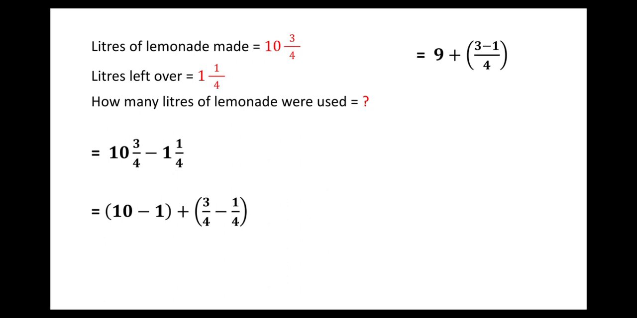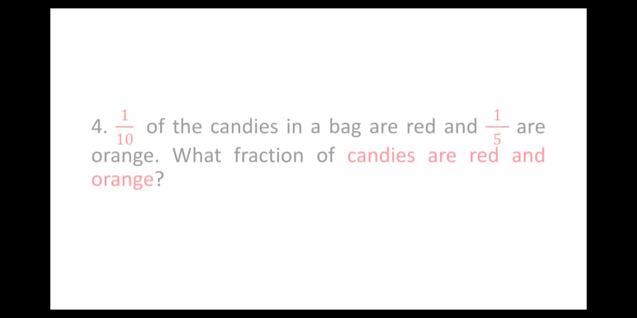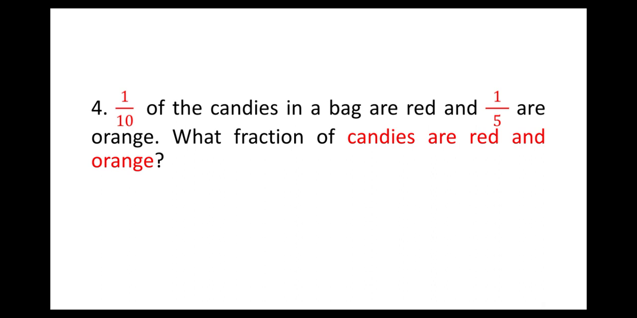3 minus 1, we get 2, so 2 by 4. 2 upon 4 can be reduced. Yes, it can be reduced with the table of 2. It can be divided by the table of 2: 2 1s are 2 and 2 2s are 4. After reducing this fraction, we get 1 upon 2, and now we write together the whole part and the fractional part. The answer is 9 whole 1 upon 2 liters.